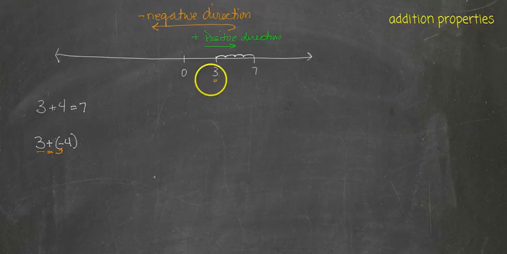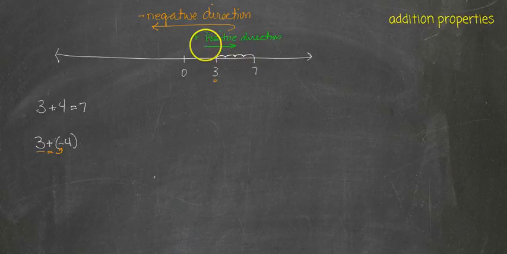So in this case, 3 plus minus 4 tells us to start at 3 again, heading in the right direction, right? Heading in the positive direction. But minus says turn around and bounce those 4 times in the negative direction, and I end up at negative 1.